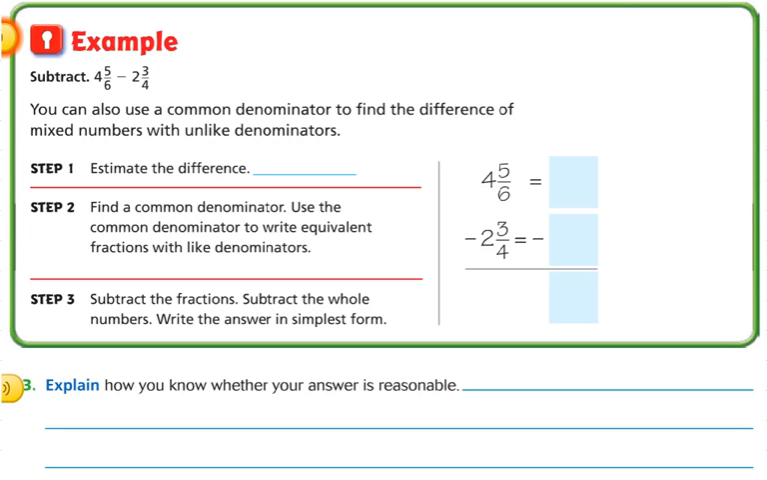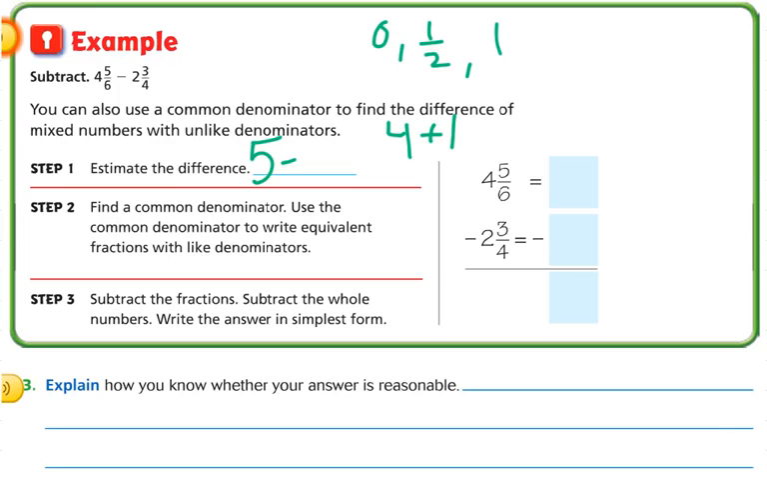Next, in the next step, it says subtract 4 5/6 minus 2 3/4. It says you can also use a common denominator to find the difference of mixed numbers with unlike denominators. So what we're going to do is the same thing, boys and girls. We're going to estimate. So our whole number here is 4. Now we think 5/6. 5/6 is pretty close to 6/6, which is one whole. So we're going to round that to the benchmark of 1. So 5 would be the result.